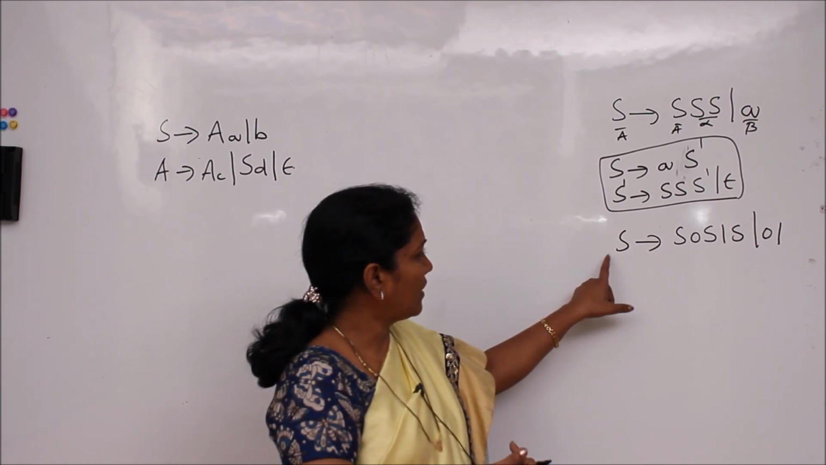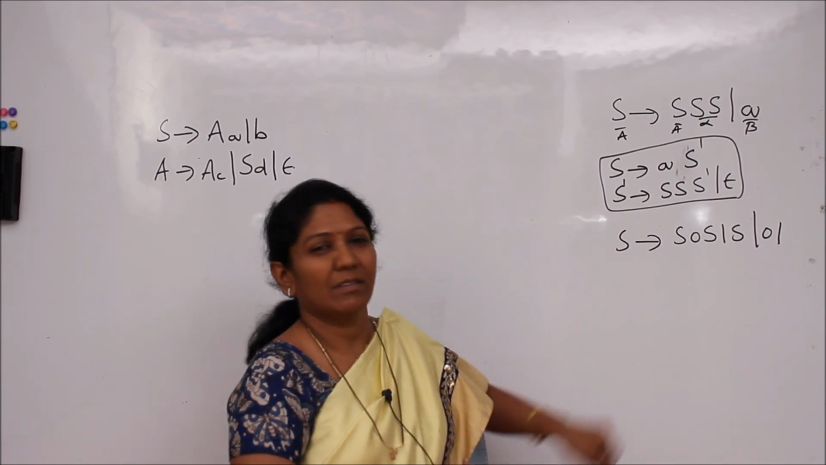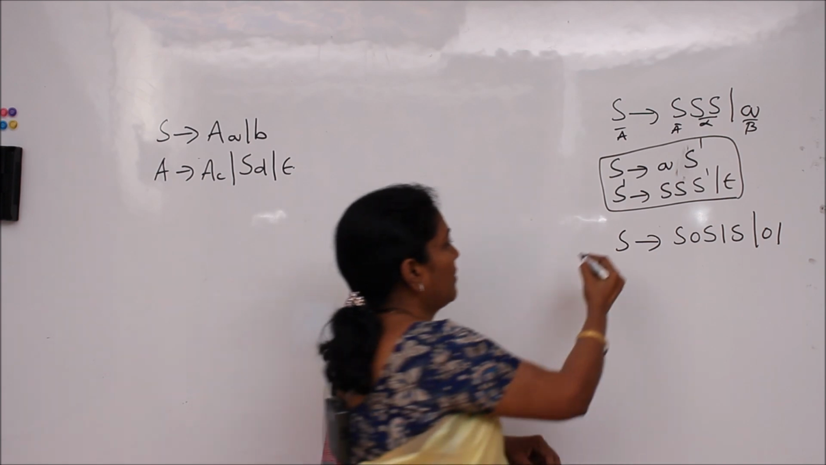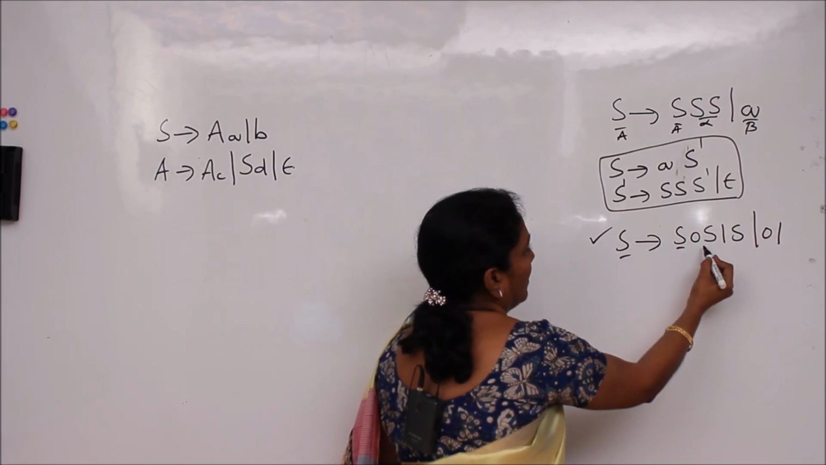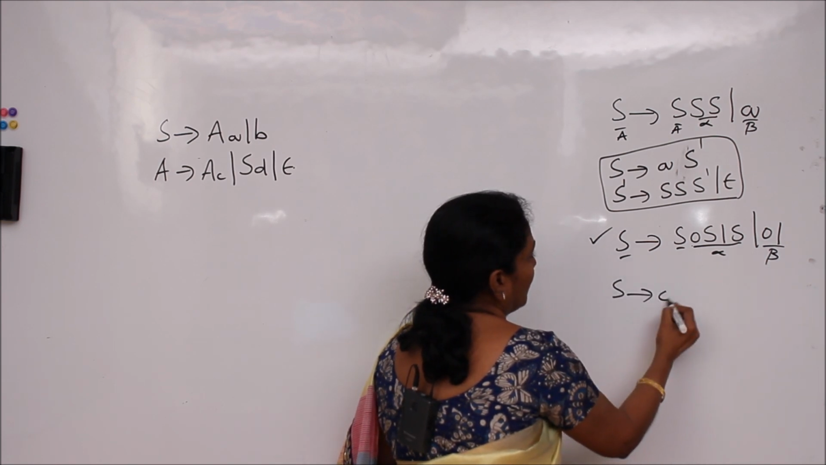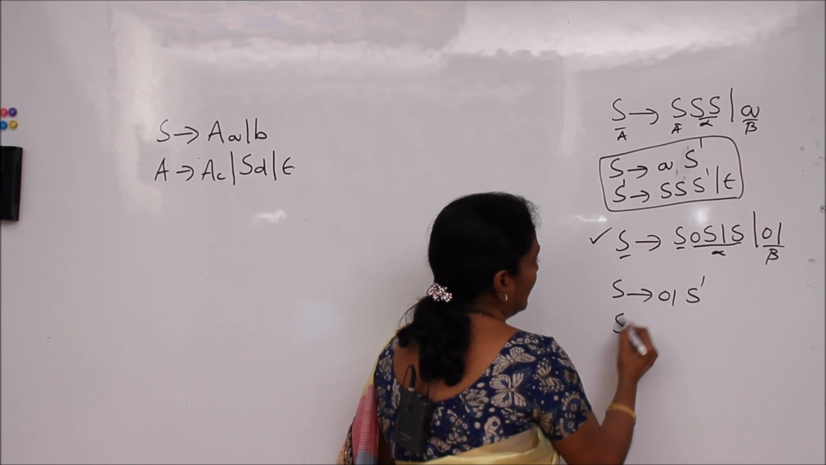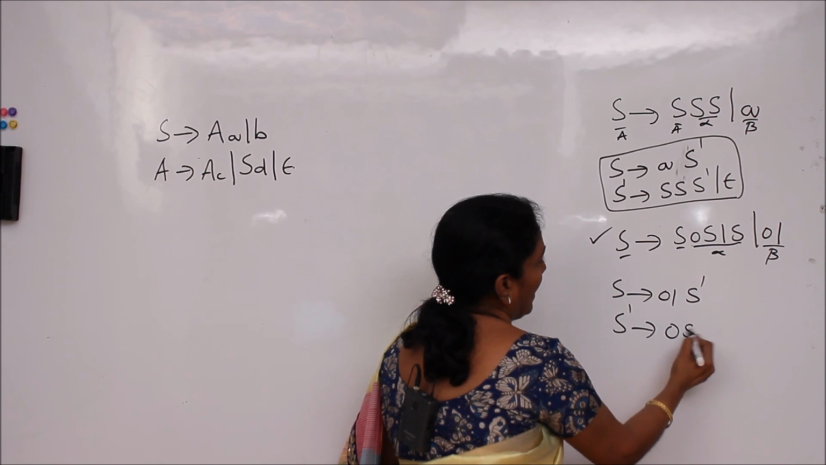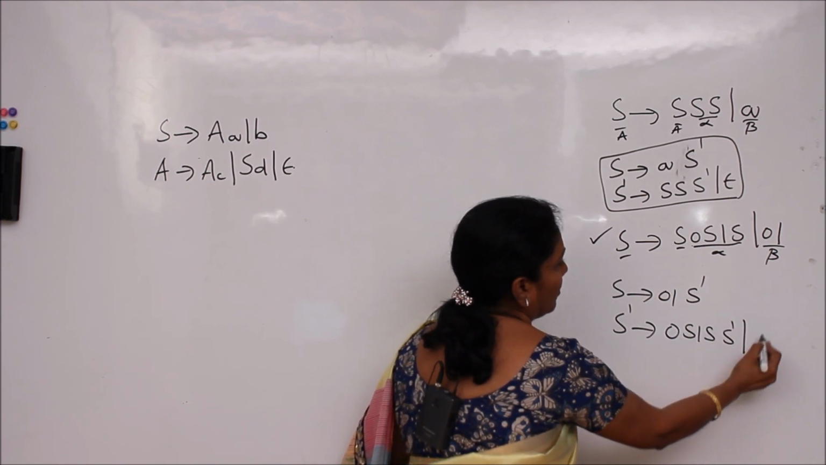Okay, let's take one more example. Look at this. How do you eliminate the left recursion in this grammar? Same formula. This is your alpha and this is your beta. So S to beta A' and A' to alpha A' or epsilon.